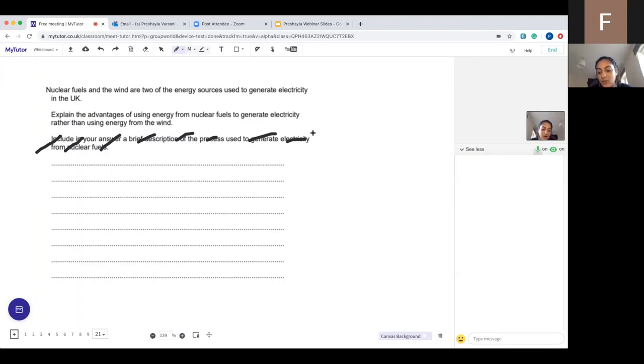So what would be the advantages of using nuclear fuels then? Put some ideas in the chat. I want to see what you guys think is the advantages of using nuclear fuels over using wind. So I'll give you just a few seconds to have a think about what the advantages are.